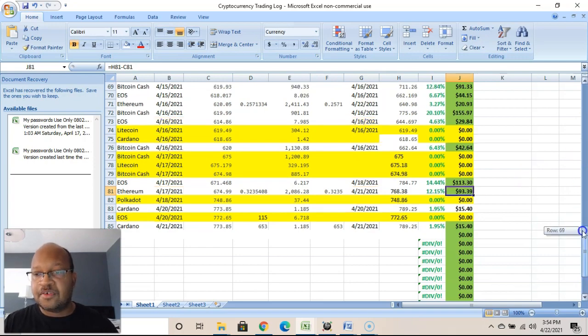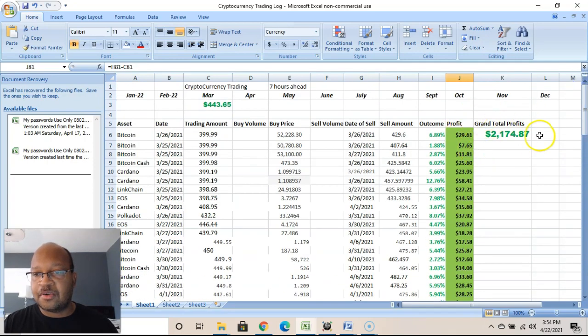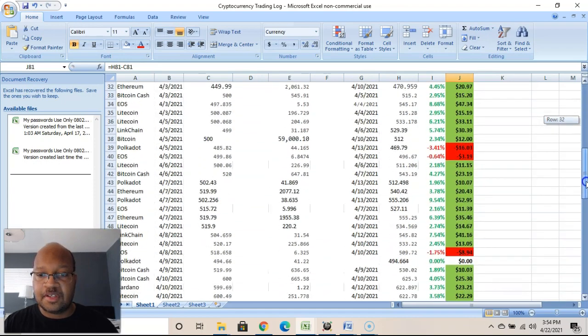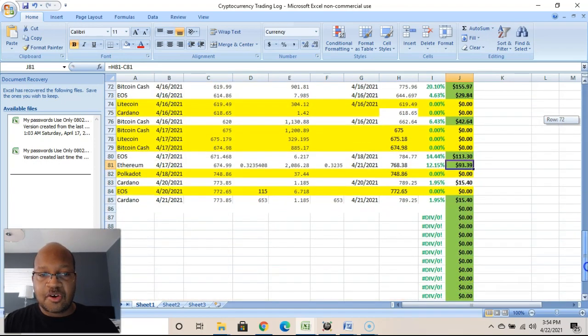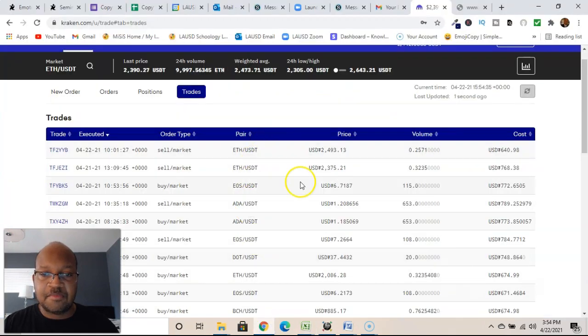All right. And then, of course, up here, I've got my grand total. This is the amount of money that I've made since I've been into Copyprotraders. All right. So now let's go back into the Kraken exchange, and I want to help that make more sense for you.